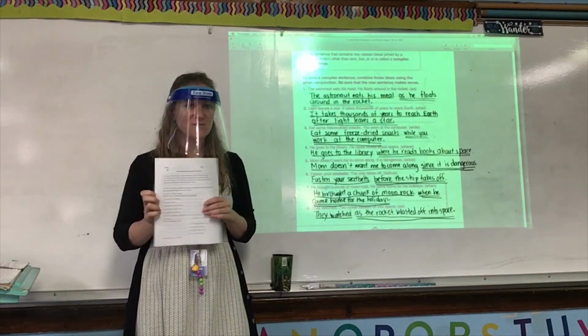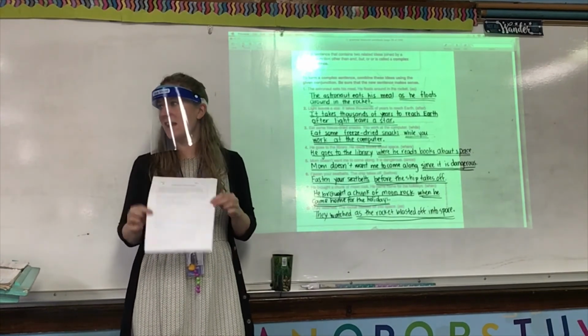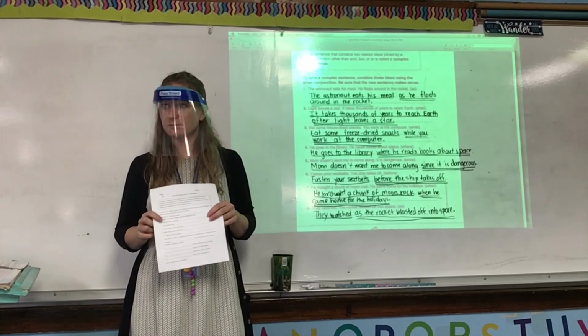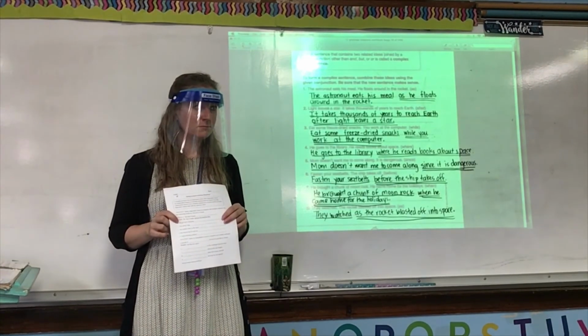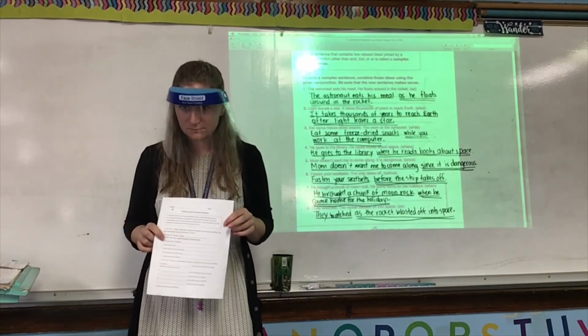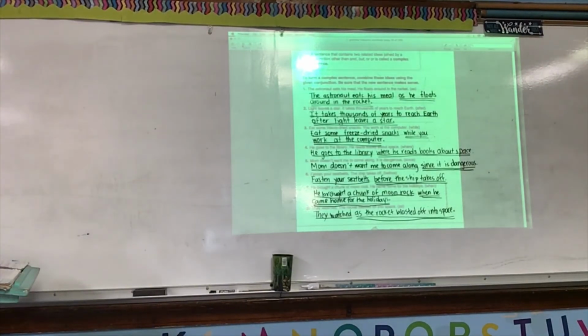You have 2 sets of directions again. Find the 2 sets of directions. Put your finger on each set of directions on the back. There are 2 places where it says directions.